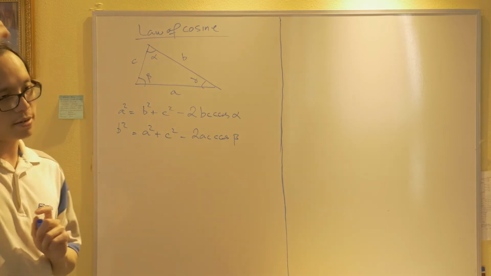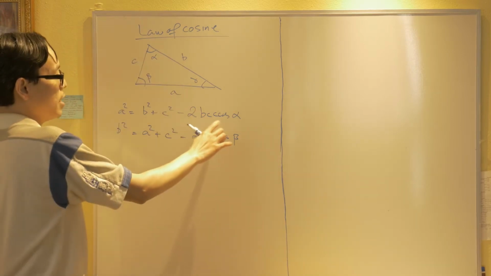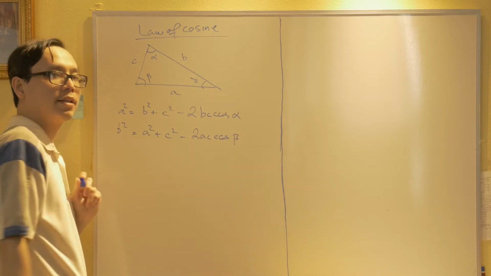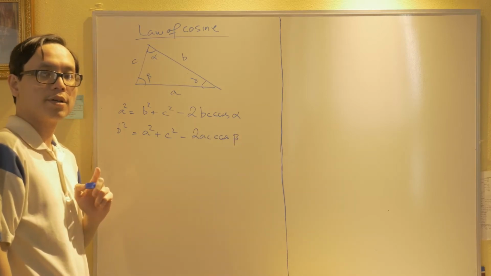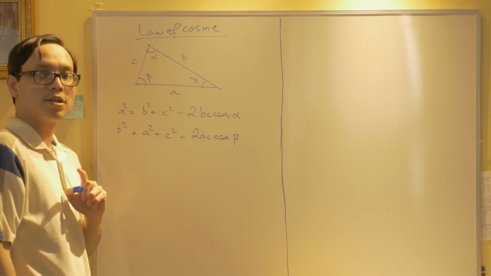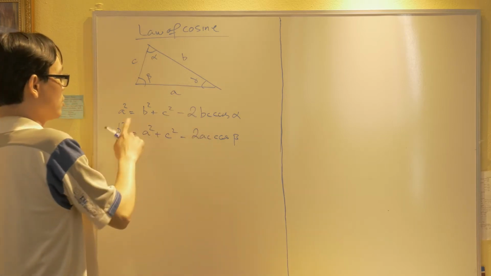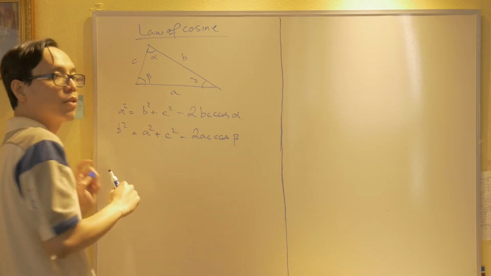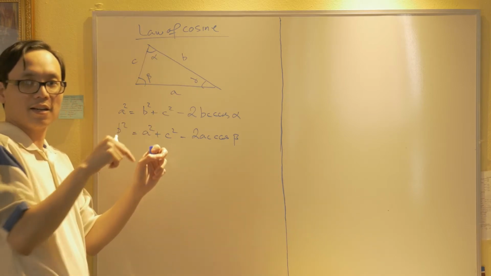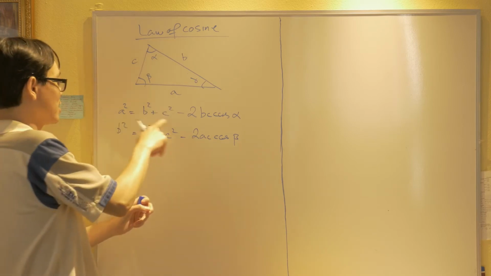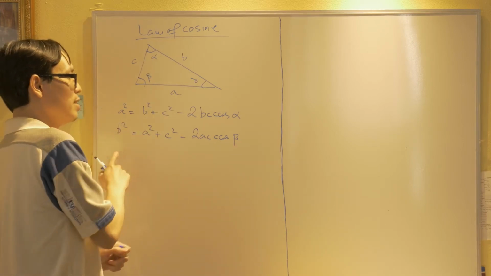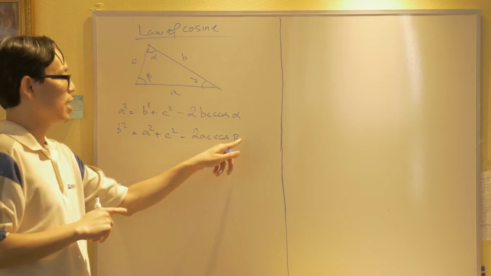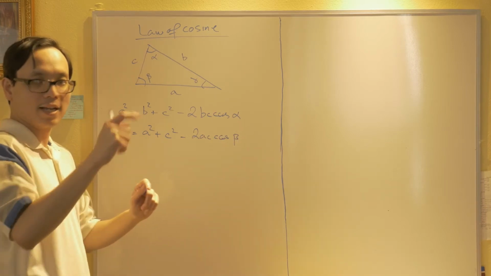Well, actually, I was not wrong when I said it looks like the Pythagorean theorem, because look at it. If alpha is 90 degrees, cosine of 90 degrees gives you 0, right? So that's why you have A squared equals B squared plus C squared. It's like a right triangle. So this is like the Pythagorean theorem. Same thing over here, but that is for the case when the angle alpha, beta, or gamma is 90 degrees.